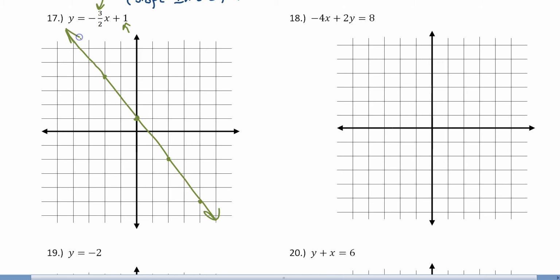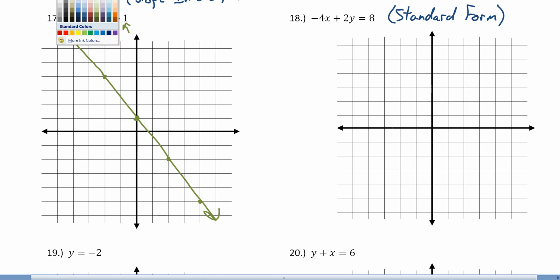Okay, and that's it. The next one, this one's in standard form. And probably the easiest way to graph things when it's in standard form, really you have two options. You can rewrite this in slope-intercept form by solving for y, or you can find the x and the y-intercept, and that's the route that I would go.